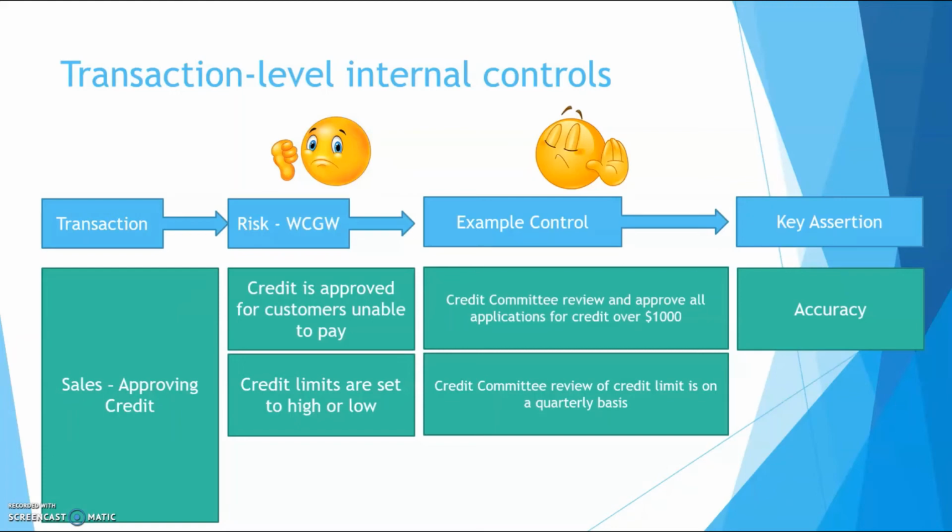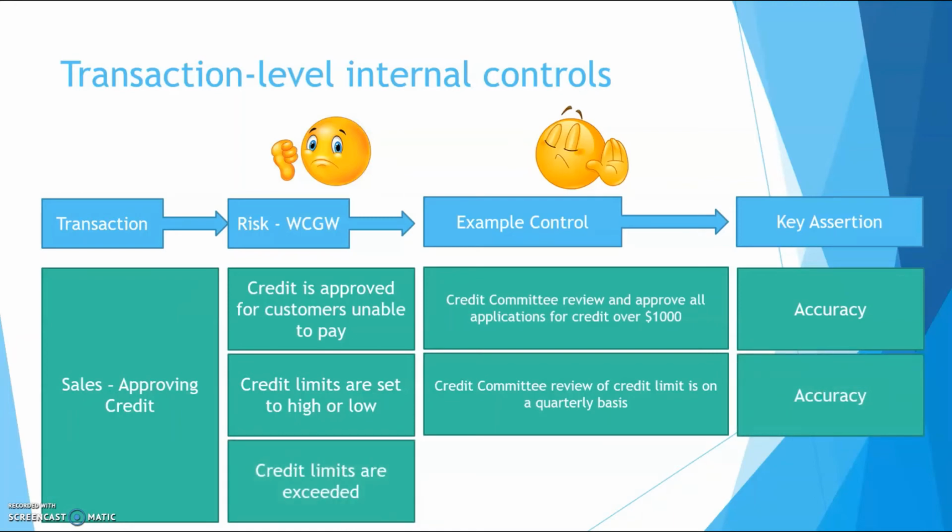You might have your AR person reviewing the listing and notice that customer Y has a large amount outstanding over 90 days due from when it was due. This may prompt a review of credit limits being too high as well. And the assertion again is accuracy. Credit limits are exceeded.